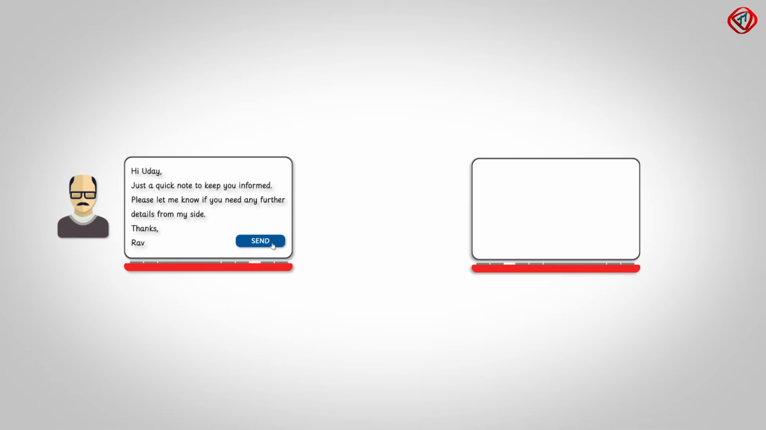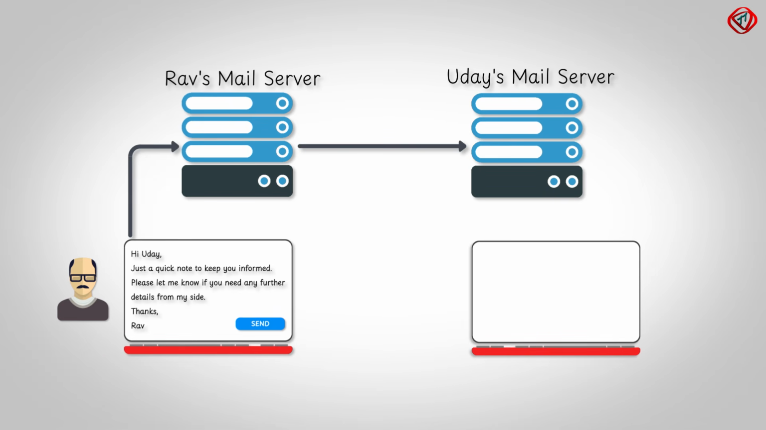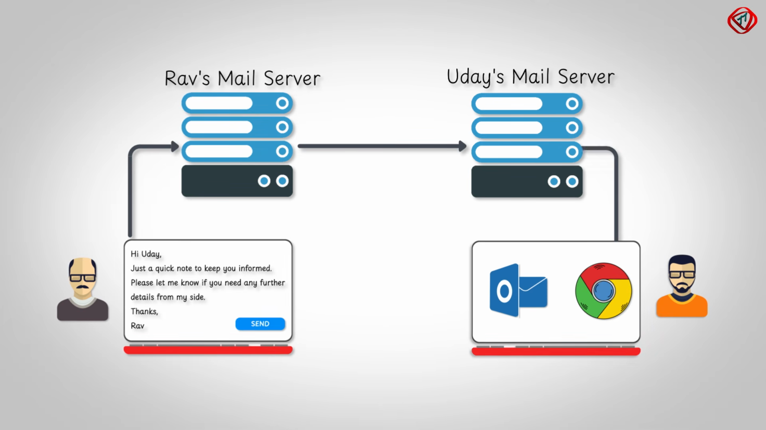When Rev clicks on Send, the email is first delivered to Rev's mail server. From there, it is forwarded to Uday's mail server. Finally, when Uday wants to check his inbox, he opens an email application or a web browser and accesses his email account to read new messages.